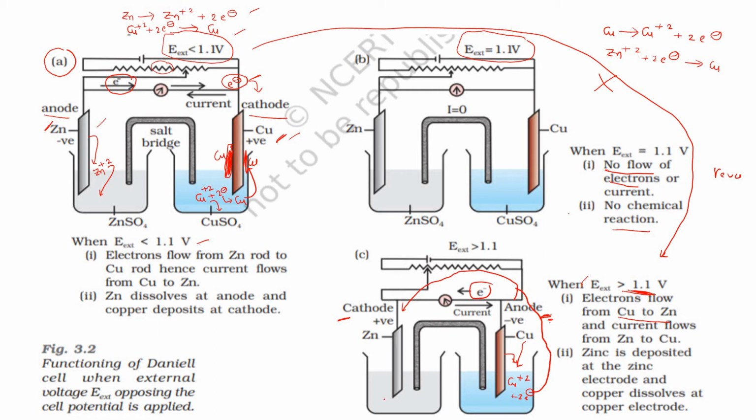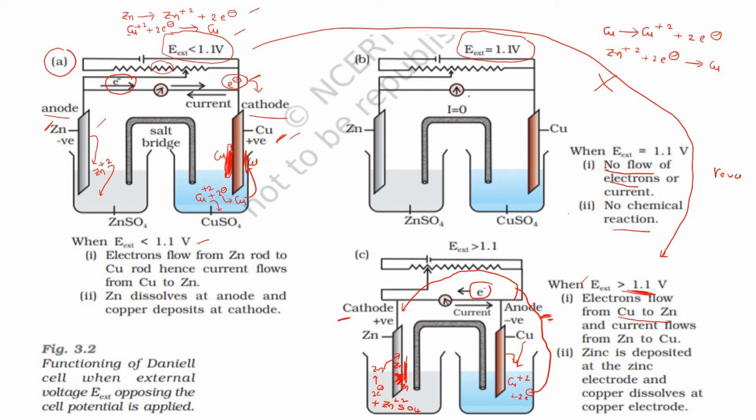Now here is zinc plus 2, from the zinc sulfate solution. Here it is the zinc sulfate solution with the positive charge. This one is zinc only, without any charge. Now this zinc plus 2 will take 2 electrons and deposit as zinc like this. Here the deposition of zinc is taking place.